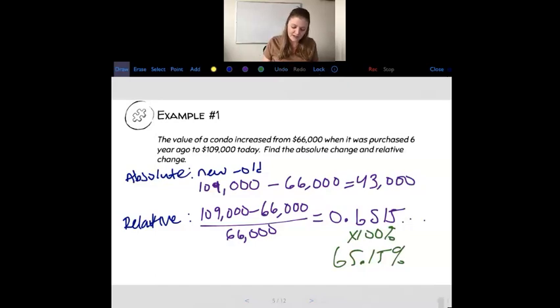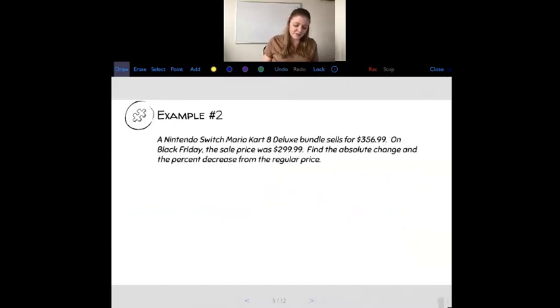Example 2, a Nintendo Switch Mario Kart 8 Deluxe Bundle sells for $356.99. On Black Friday, the sale price was $299. Find the absolute change and the percent decrease from the regular price. So notice here, we're looking at a lower price than the original. So we should expect both values to be negative.